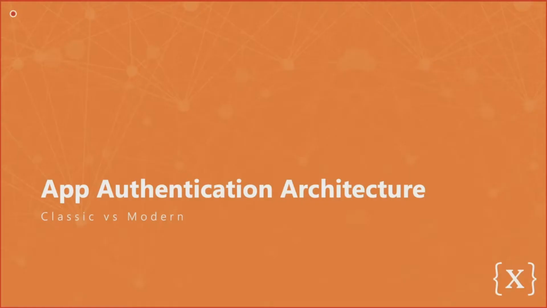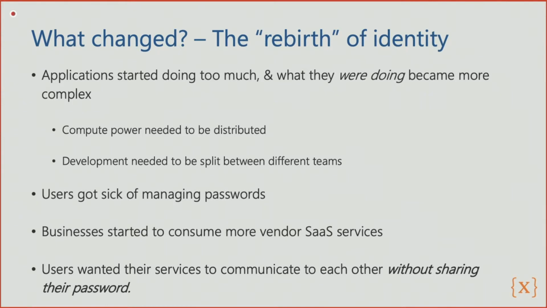Moving on: application authentication architecture, classic versus modern. What's changed? I call this the rebirth of identity. Like everything in technology, there was a problem, and that spurred the reason to make a solution. There are a lot of different problems, but these are a few that really show why this new modern authentication is important now. Applications started doing too much, and what they were doing became more complex. More compute power was needed, and development needed to split between teams. So instead of the monolith application, we started splitting things up into single-purpose applications.